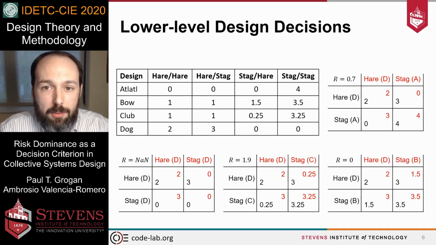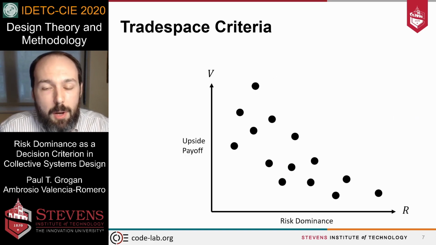Looking at the bow as another alternative, however, we can see that the upside potential is not quite as high as the addle-addle, but it does limit the downside losses of a failed stag hunt. And the bow option for the stag hunt strategy gives us a much lower risk dominance score, which in this case is 0. So if we frame these lower level decisions as a design trade space, we can start to think about using risk dominance as a criterion for decision making in a trade space.